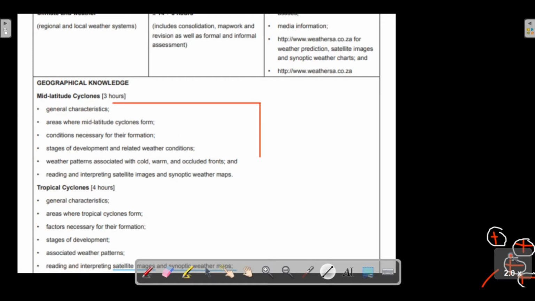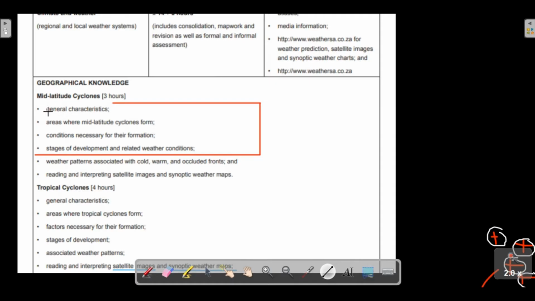We made a video that covers these concepts: the general characteristics of mid-latitude cyclones, areas where mid-latitude cyclones form, conditions necessary for their formation, and lastly, the stages of development and related weather conditions. If you search it up, it's written "mid-latitude cyclones, stages of development". That video entails all of these concepts under mid-latitude cyclones.